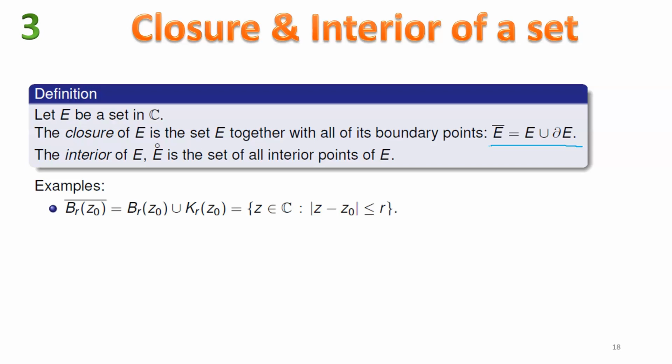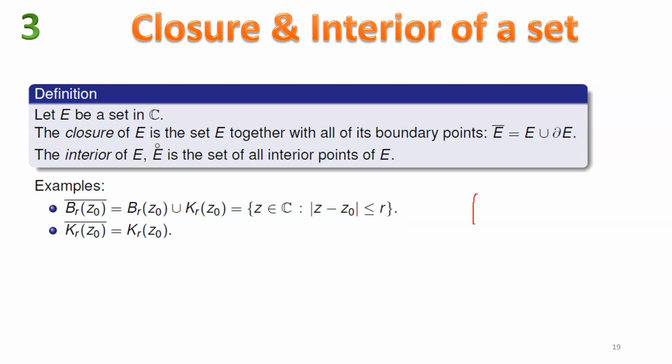This we can write as B_R(Z0) bar, which is the closure of B_R at Z0, that is equal to B_R(Z0), the interior points of Z0, union the boundary points of Z0. So that is equal to the set of all complex numbers Z such that mod of Z minus Z0 is less than or equal to R.